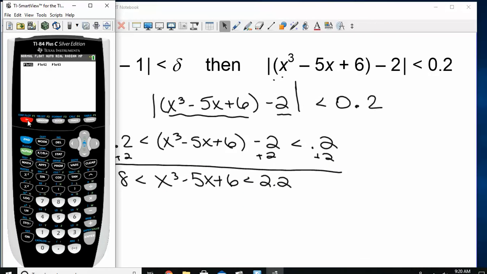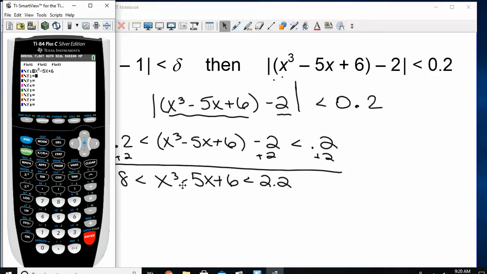Okay, I want you to go to your y equals. Clear out anything that you have in there. Okay, and I'm going to graph a couple different things here. I'm going to graph my function, my x cubed minus 5x plus 6.